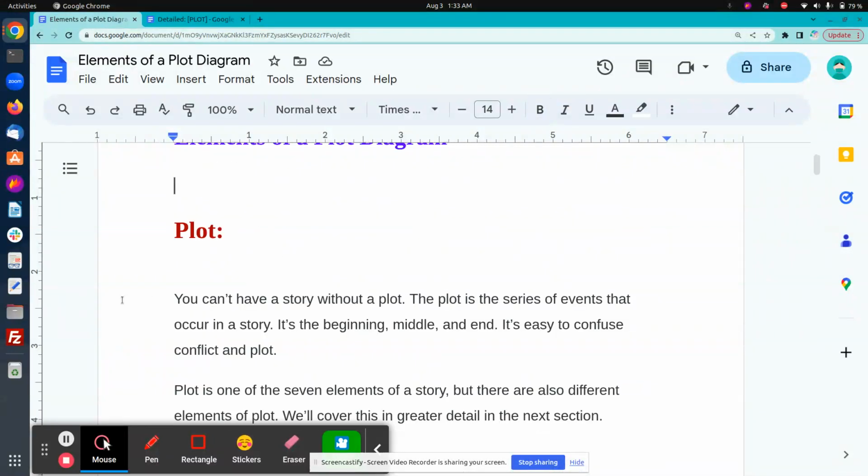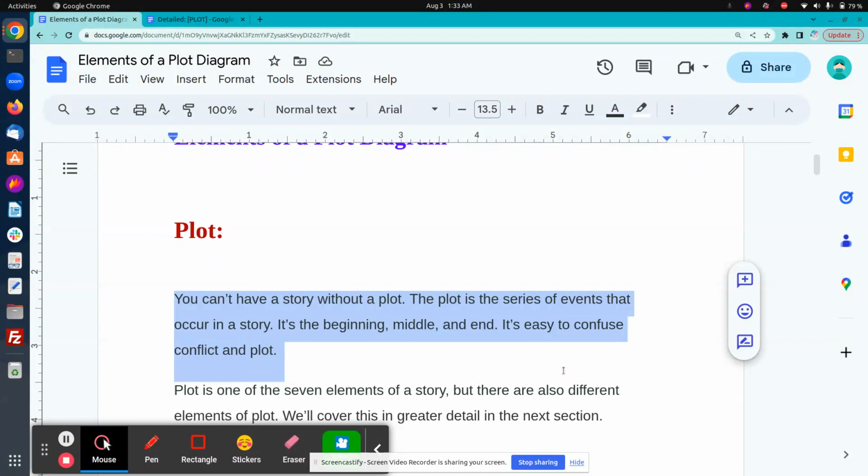So let's discuss what is a plot. You can't have a story without a plot. The plot is a series of events that occur in a story. It's the beginning, middle, and end, and it's easy to confuse conflict and plot. All right, so just keep this in your mind that the plot is a series of events. It is the list and sequence of events in the story. Whatever event is going to happen in the beginning of the story, whatever is going to happen in the middle or in the end of the story, that would all count as a plot, because plot is the sequence. These events will come one after another. Okay, it is a sequence or the list of events.